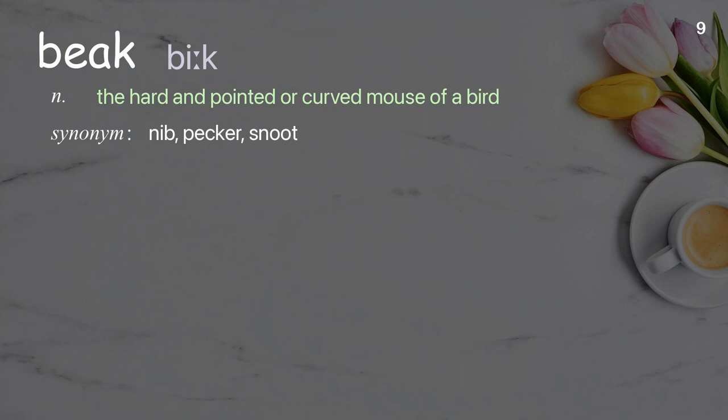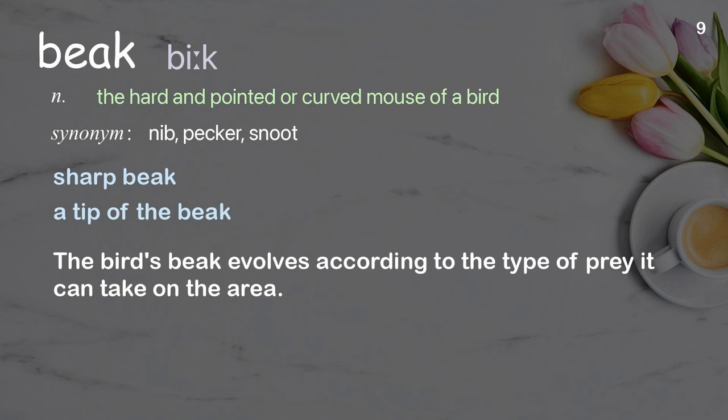Beak. The hard and pointed or curved mouth of a bird. Examples. Sharp beak. A tip of the beak. The bird's beak evolves according to the type of prey it can take on in the area.